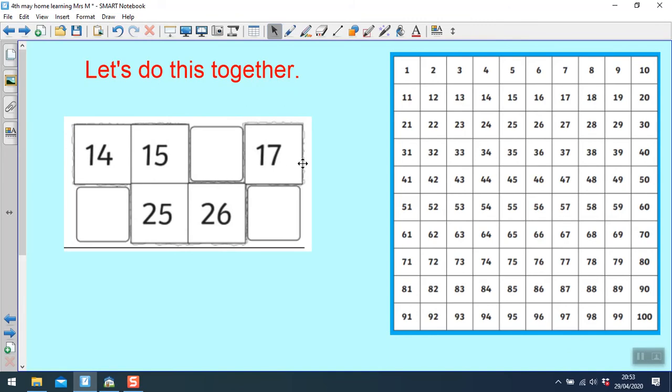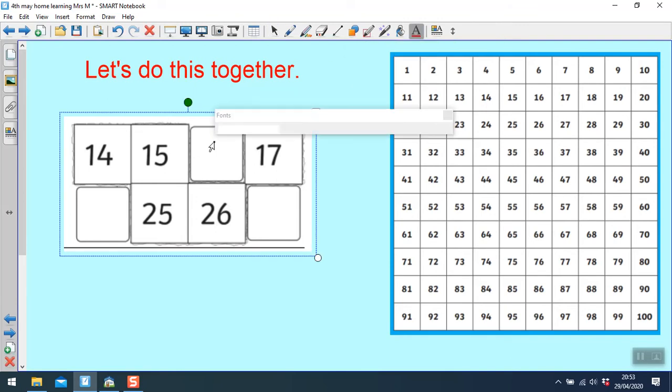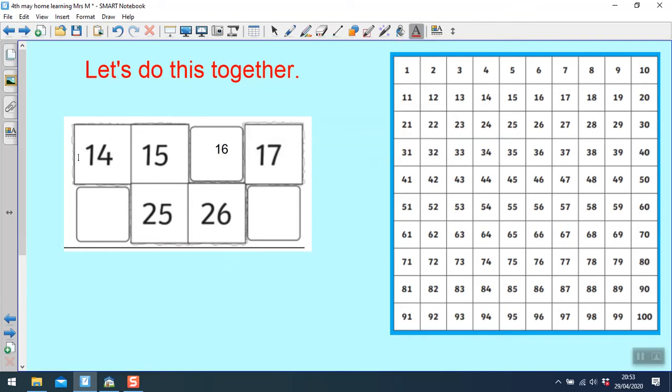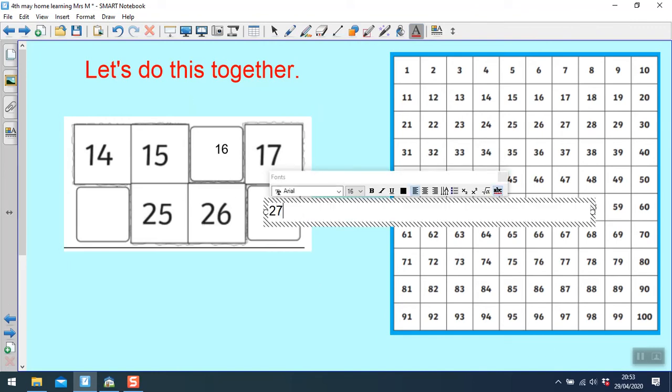Which numbers are missing from this? This has been taken from 100 square. So the 100 square is here if we need to use it to help us. I know that as I'm moving towards the right on 100 square, I'm adding on 1 every time. So 14, 15, 16, 17. As I'm moving along, I'm adding on 1 to 25, 26, 27.